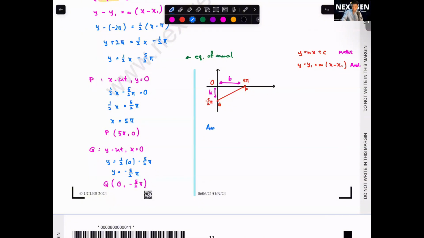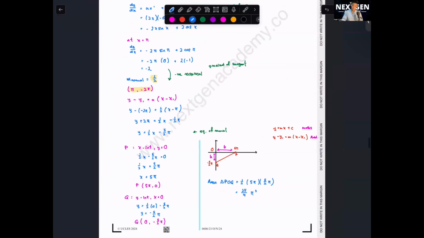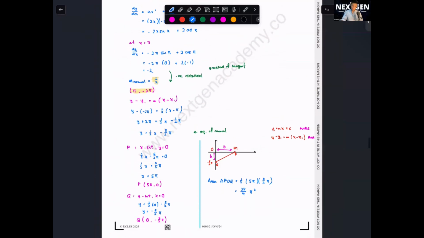So the area of triangle POQ will be half times 5 pi times 5 over 2 pi. Okay, don't go write the negative. What will we get here? 5 times 5, 25 over 4 pi squared. Okay, 25 over 4 pi squared. Look at this whole thing.